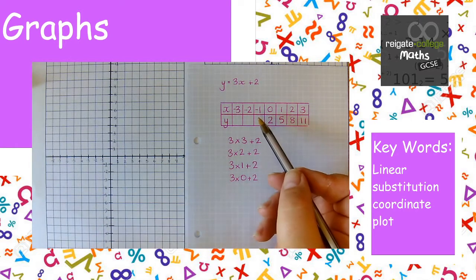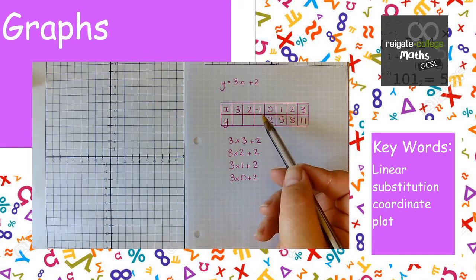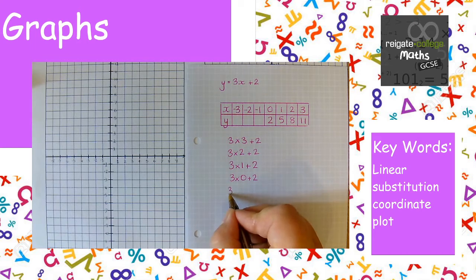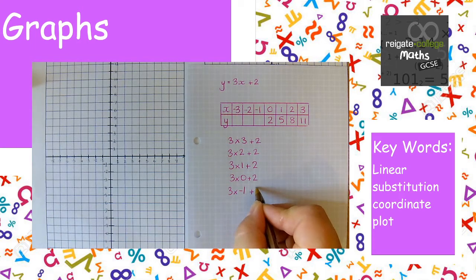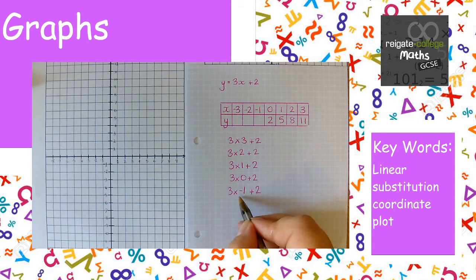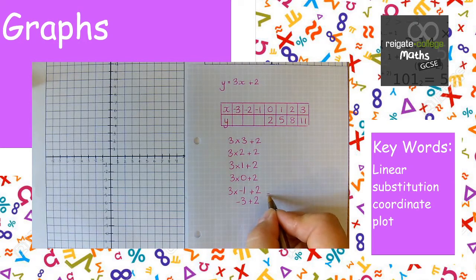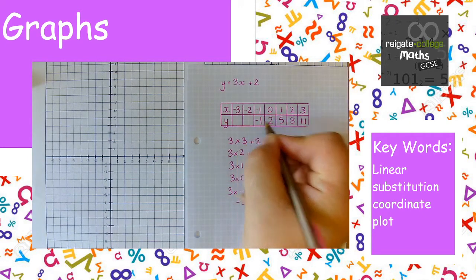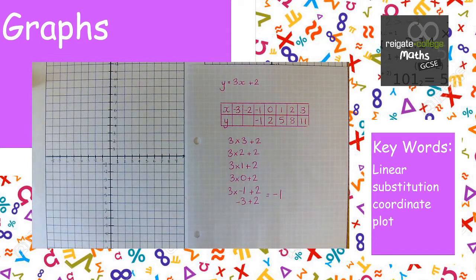I'm now looking at negative numbers, so I have to be very careful. I have 3 times -1 and then add 2. Well, 3 times -1 gives me -3. If I'm on -3 and I want to add 2, it takes me to -1. So when x is -1, y is -1 also.